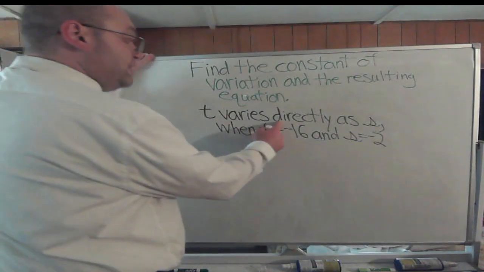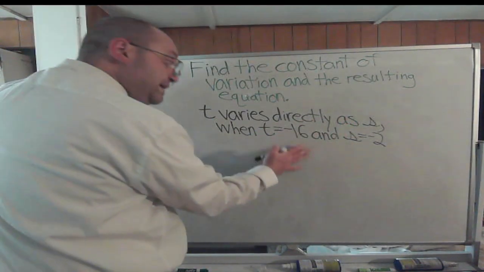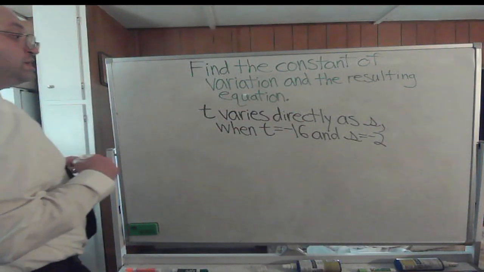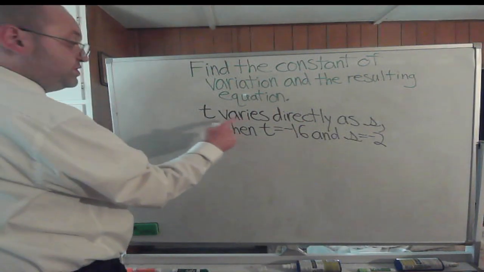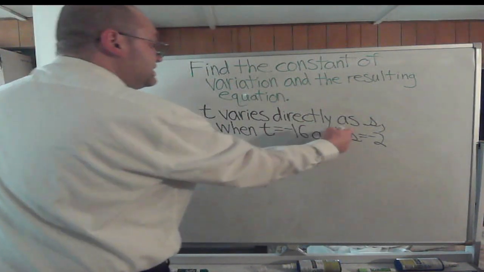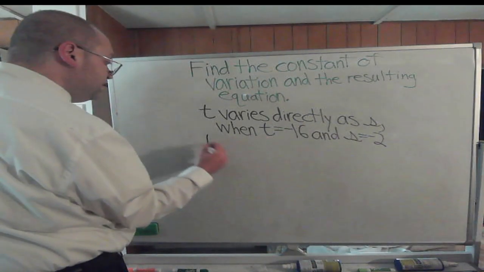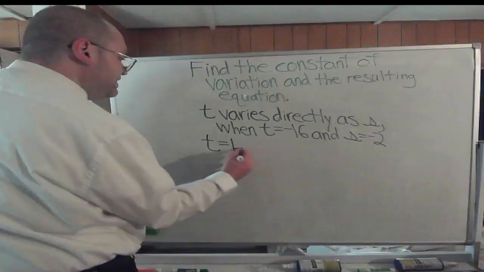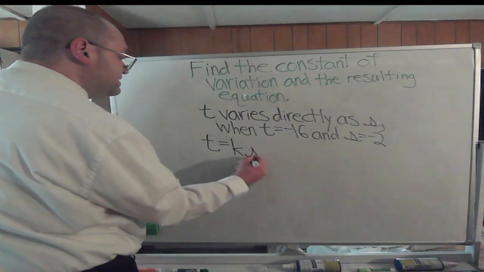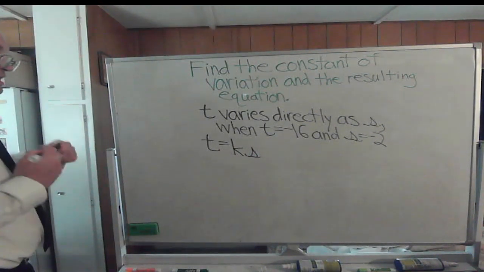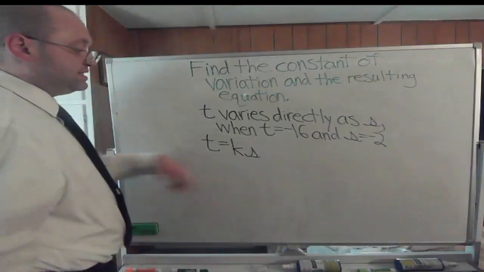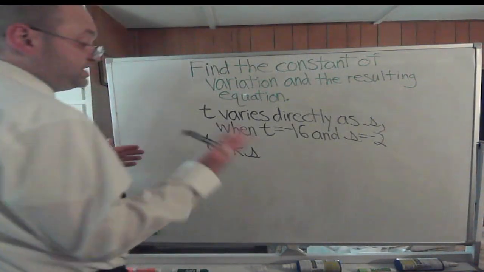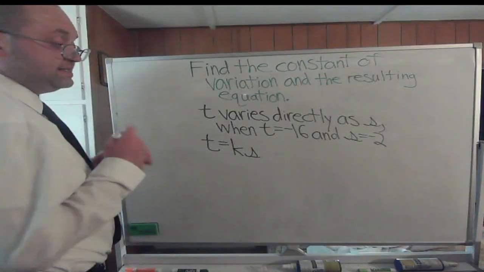T varies directly as s when t equals -16 and s equals -2. So let's start with the first part. T varies directly as s. That means t equals that constant of variation k times s. So t equals ks. Well, first thing we're tasked with finding is that constant of variation.